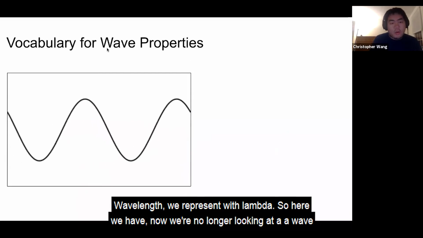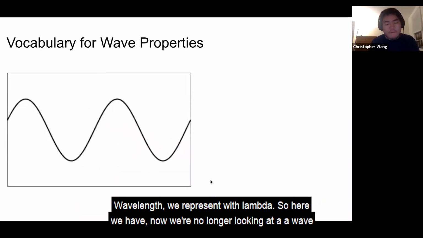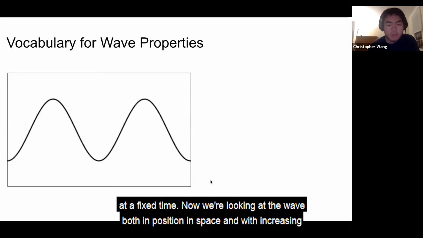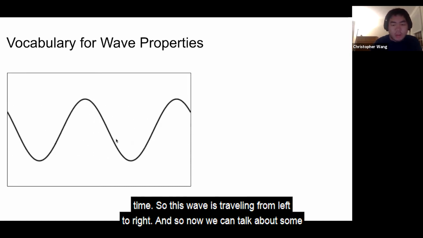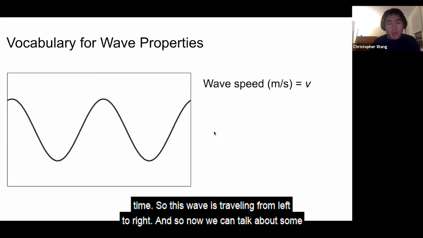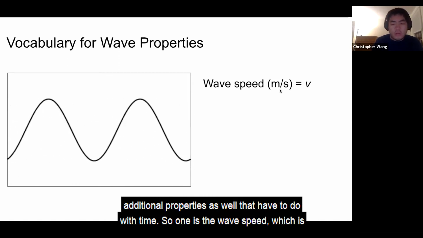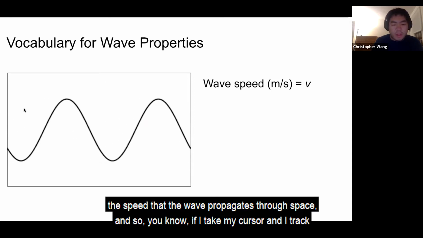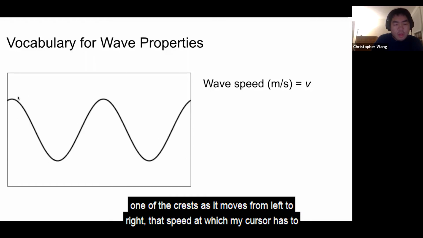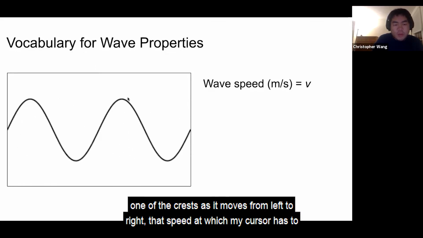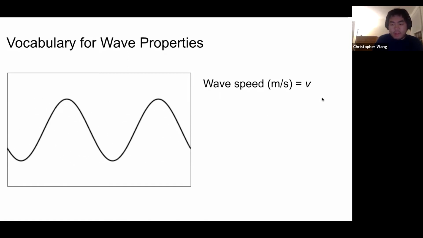Now we're no longer looking at a wave at a fixed time. Now we're looking at the wave both in position, in space, and with increasing time. This wave is traveling from left to right, so now we can talk about some additional properties that have to do with time. One is the wave speed, which is the speed at which the wave propagates through space. If I take my cursor and track one of the crests as it moves from left to right, the speed at which my cursor has to move to keep up with the wave is the wave speed. We represent that with the letter v.